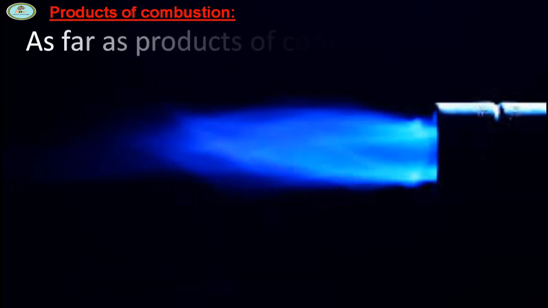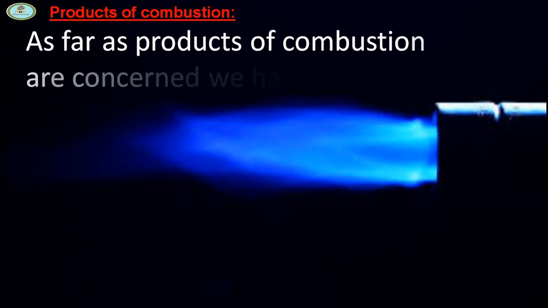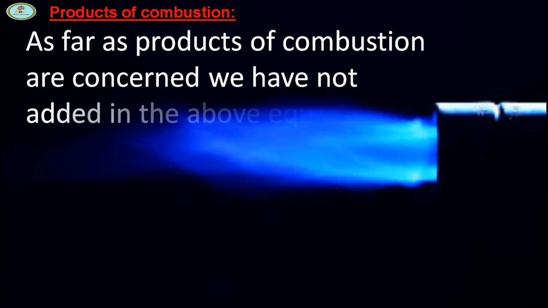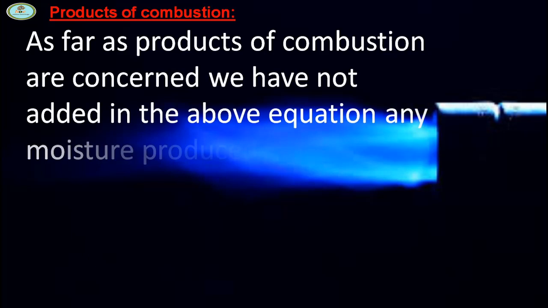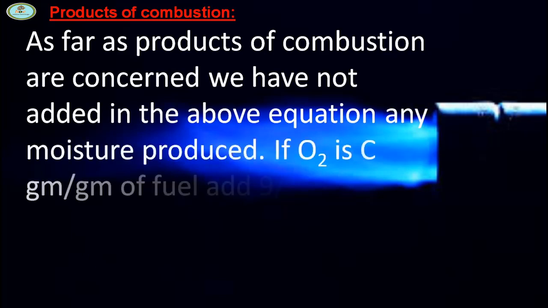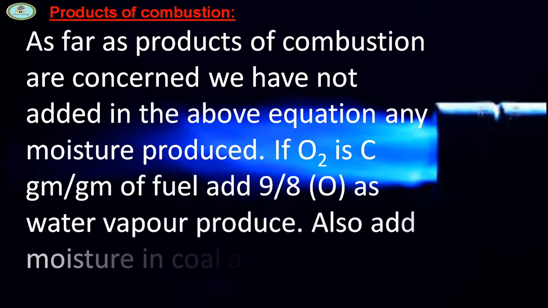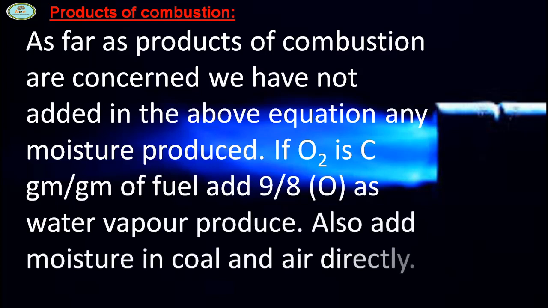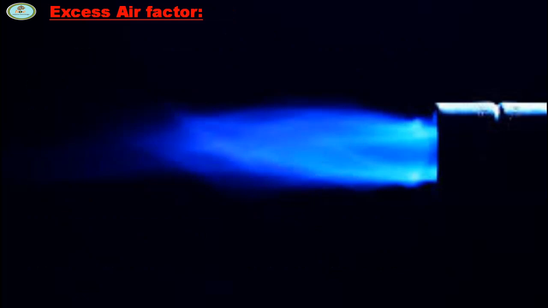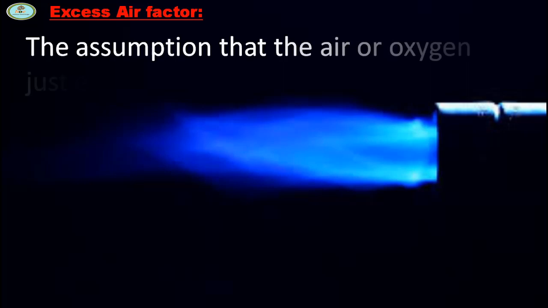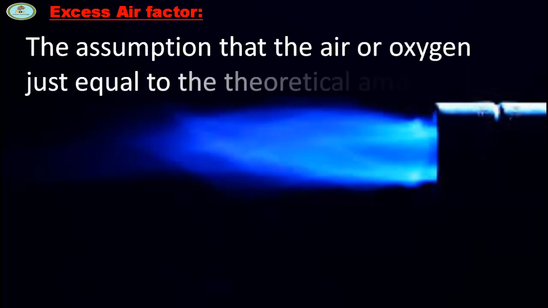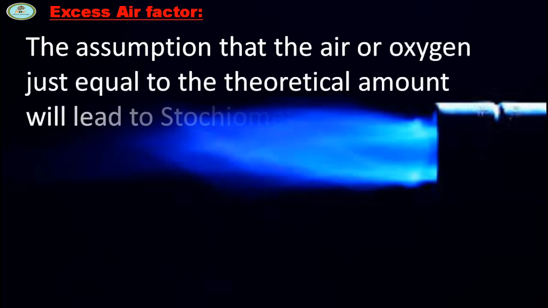As far as products of combustion are concerned, we have not added in the above equation any moisture produced. If O2 is O gram per gram of fuel, add 9 by 8 O as water vapor produced, and also add moisture in coal and air directly. X is the air factor. The assumption that the air or oxygen is just equal to the theoretical amount will lead to stoichiometric combustion.